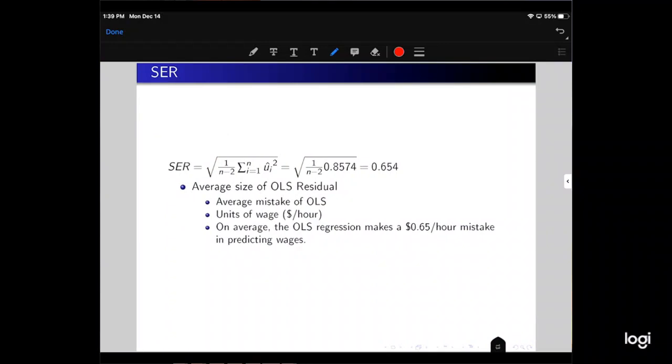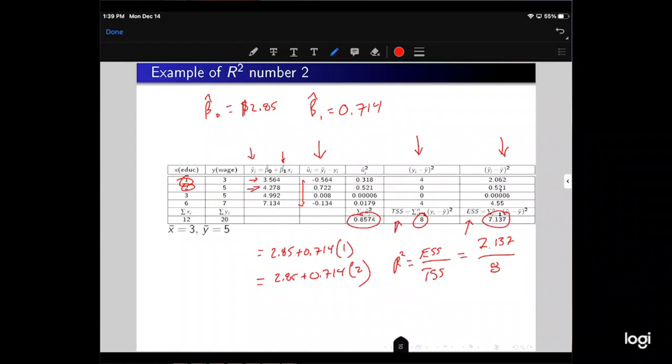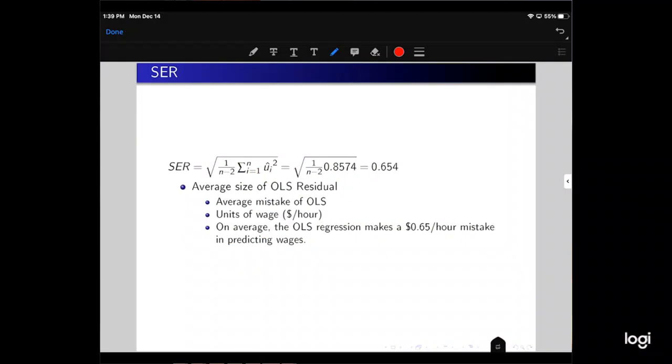The standard error of the regression: we calculated the u hat i squared in this table over here. That's this column here that I'm circling. It was 0.8574, and we're going to plug that into this equation here for the sum of the u hat i squared. And then we multiply it by 1 over n minus 2, where n is 4, because there are 4 observations, and then we take the square root, and we're left with 0.654. This is the average size of the OLS residual.